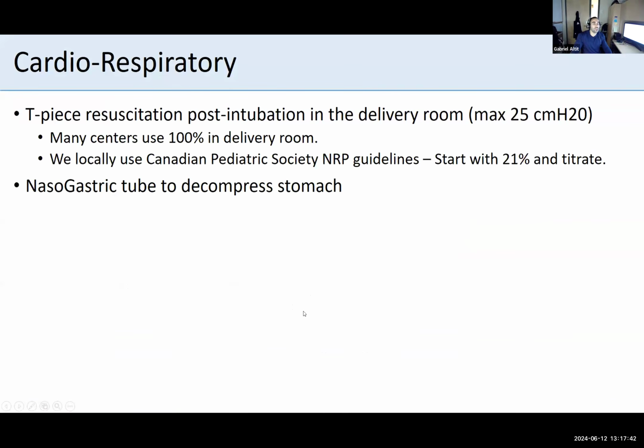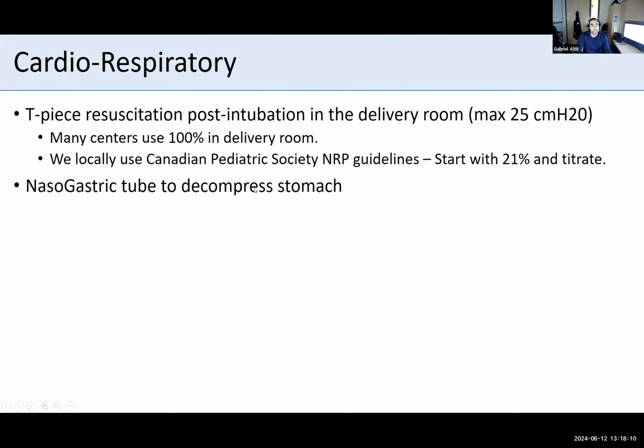So if I start from the beginning, the delivery, there are Canadian guidelines and there's a Euro Consortium guideline providing a lot of basic recommendations for the care in the delivery room. I think many centers, at least in the US, still resuscitate these patients on 100%. Locally, we decided to start resuscitating these patients on 21%. And I know there are studies ongoing to see what's the best strategy for these patients.